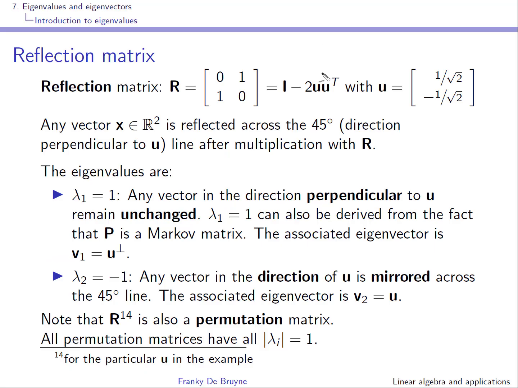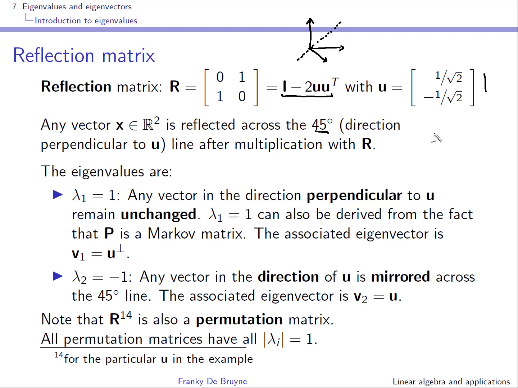So this is here a reflection matrix, and we have been talking about this reflection matrix because it's an orthogonal matrix. So remember that we are considering reflection across a line that is perpendicular to u. So if this is u over here, the line that is perpendicular is over here. Okay, so every x is reflected across the 45-degree line.